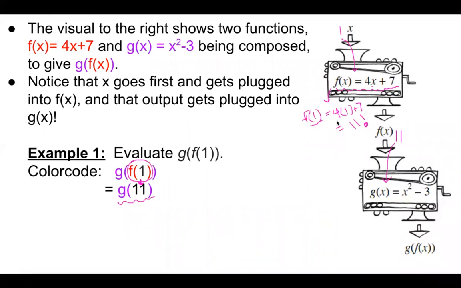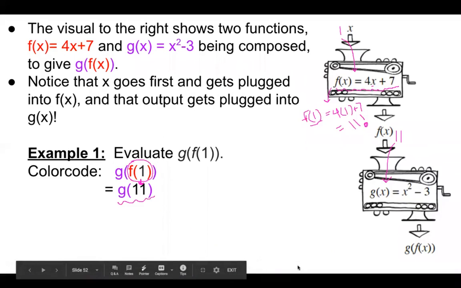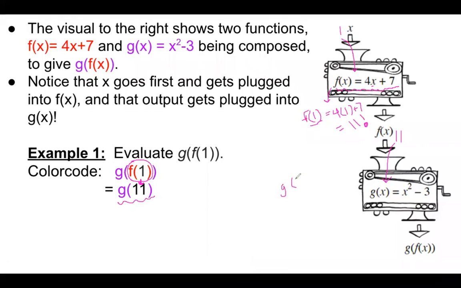Well, it was Danny who put 118. We could go ahead and verify if 118 is correct. Let's do some of the work here. So I've got to figure out what g of 11 is. So g of 11 equals, that means right here I've got to plug in 11. So it's going to be 11 squared minus 3. 11 squared is 121.